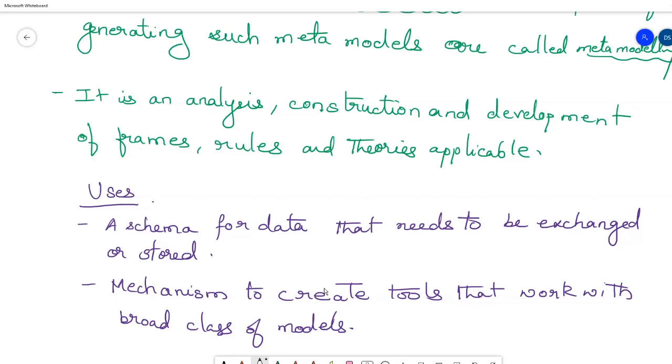It gives us the information, a model of a model, which defines how it can be processed, how it can be useful in implementation, and how it can be helpful in maintaining the data successfully.